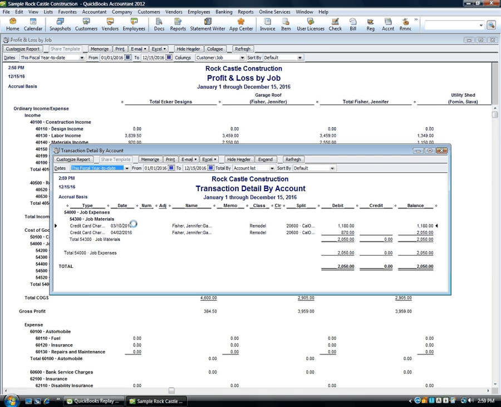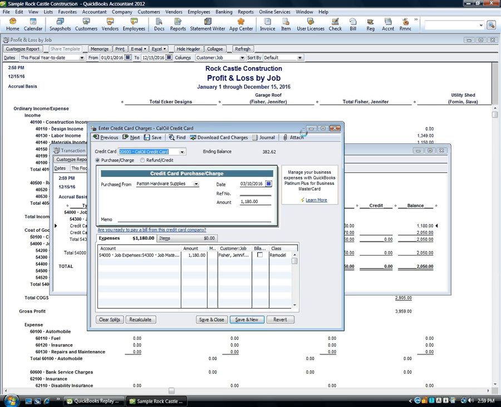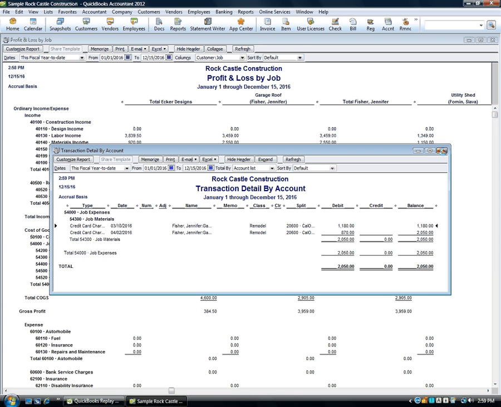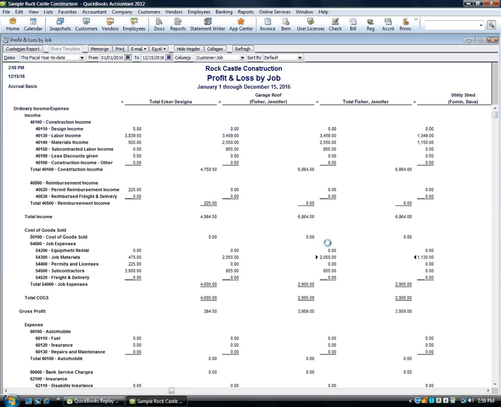Well, there were 2 credit card charges for job materials. I don't have source here. I haven't set up source in so I'm not sure who it is. I have to open up to see who the vendor was. Okay, patent hardware supplies. And this is great information if I want to look at the total cost of jobs.